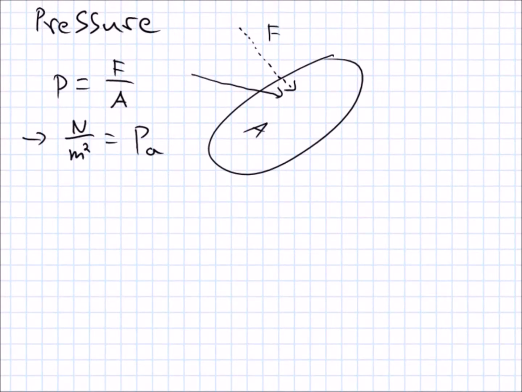So pressure is directly proportional to force, right? The more force you have, the more pressure you have, but it's inversely proportional to area. So the more area you have at a given force, the less pressure you'll have. So let's see if we can make a little sense of that.